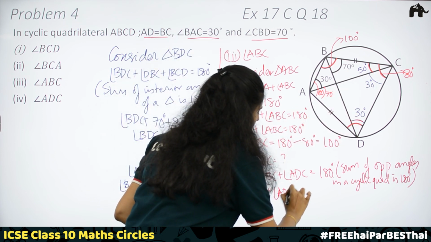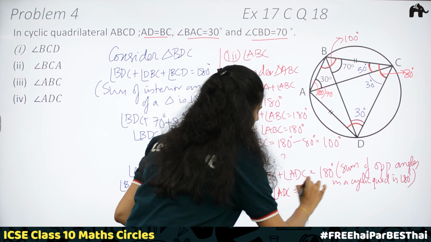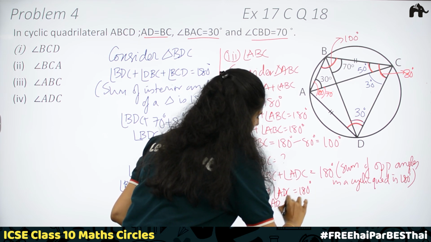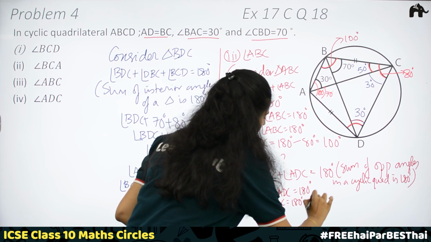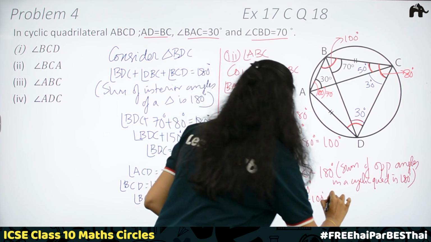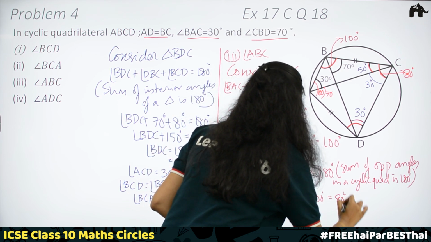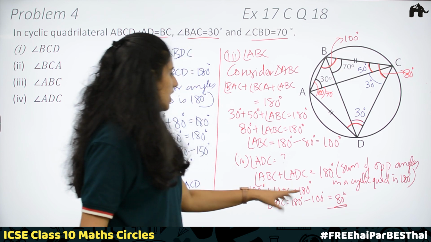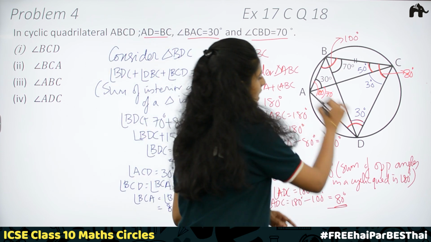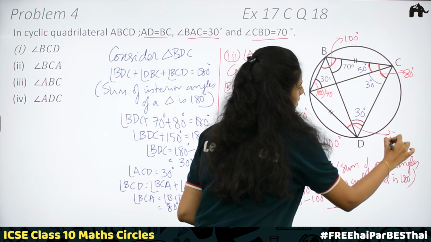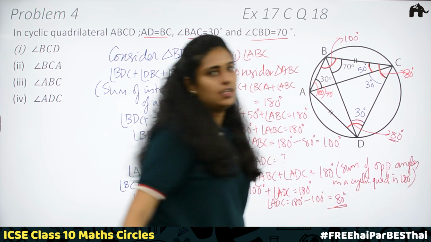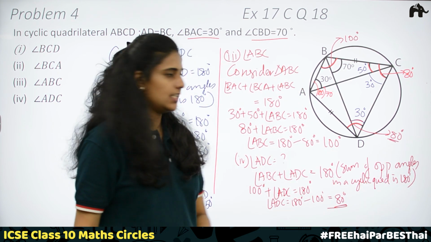Angle ADC will be equal to 180 degrees. Angle ADC is equal to 180 degrees minus 100 degrees, that is equal to 80 degrees. So 80 degrees is the measure of angle ADC. ADC is equal to 80 degrees.